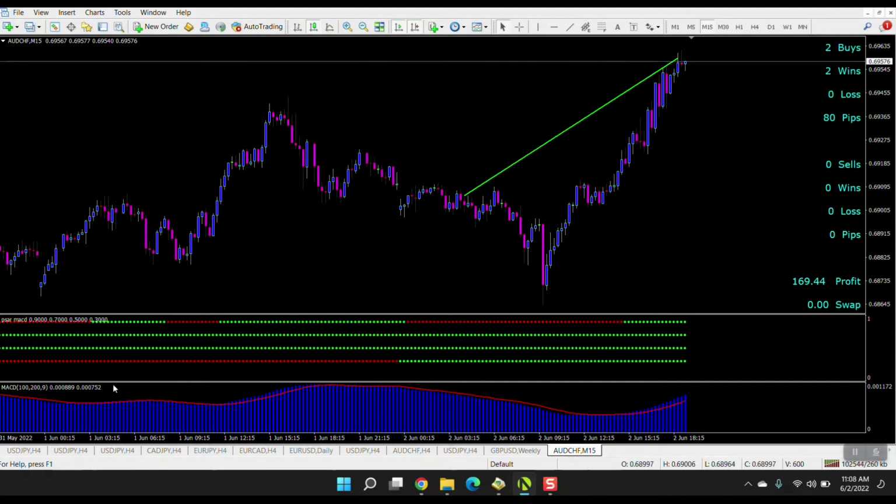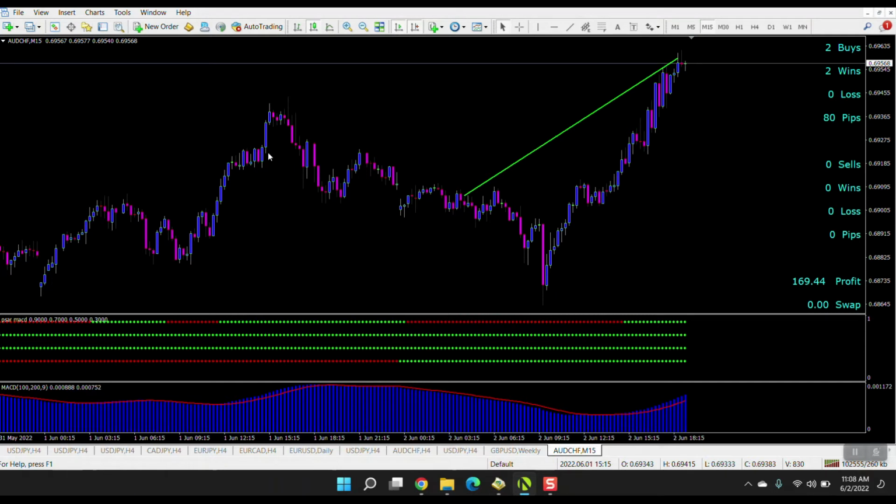In this case, I'm using the 100 200. Same principle. So have you ever noticed that when the 100 200 is falling slowly and smoothly, because it's large numbers, the price is falling? And when it's rising, the price is rising. Same back here. When it's rising, the price is rising. Now, it's not 100%. Nothing is.